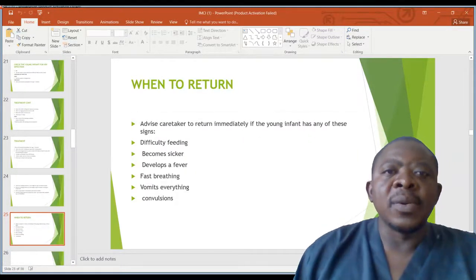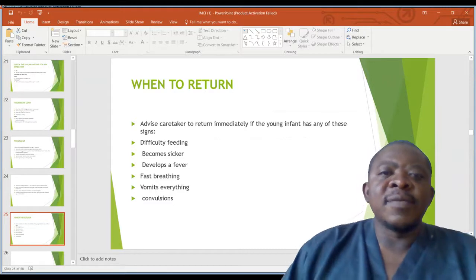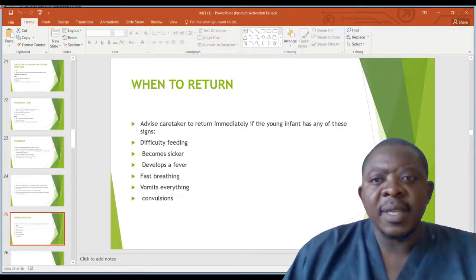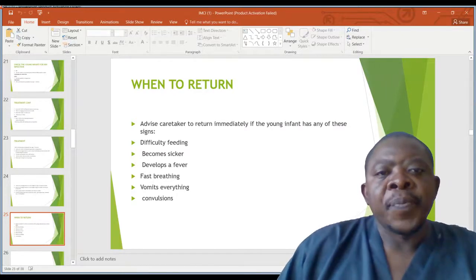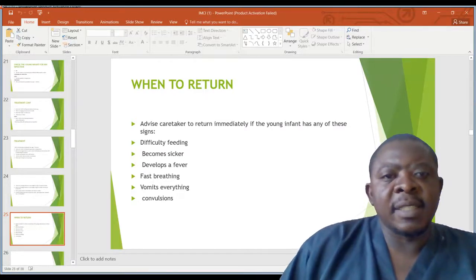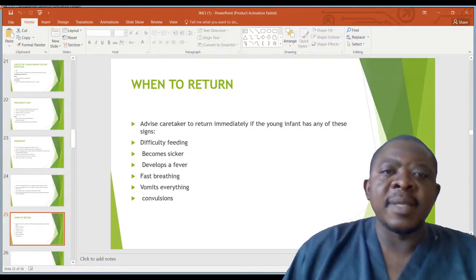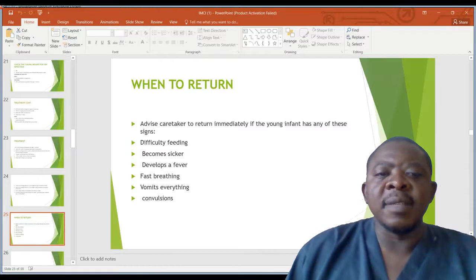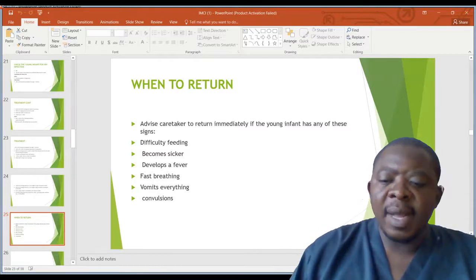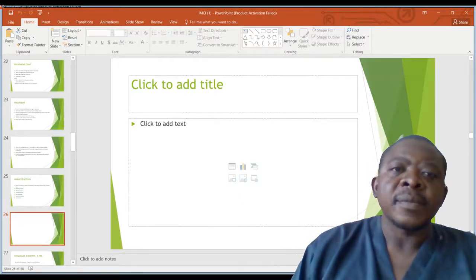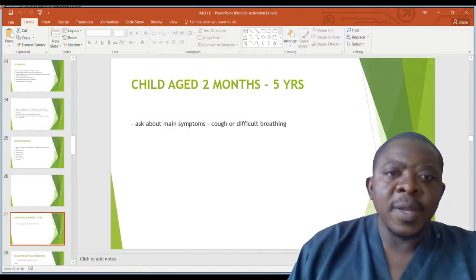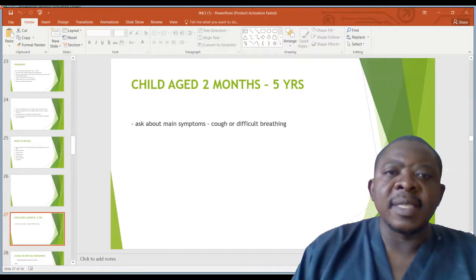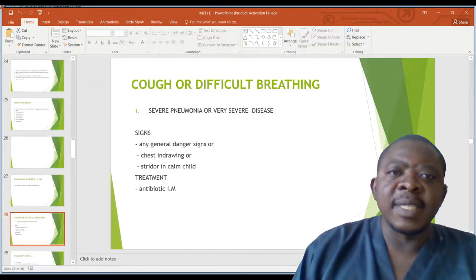Okay, so now when to return: you can advise the caretaker to return immediately if the young infant has any of these signs, like if the infant has difficulties in feeding, becomes sicker, develops a fever, has fast breathing, vomits everything, or has convulsions. Okay, so now for a child aged 2 months to 5 years, you can ask about main symptoms like cough or difficulties in breathing.